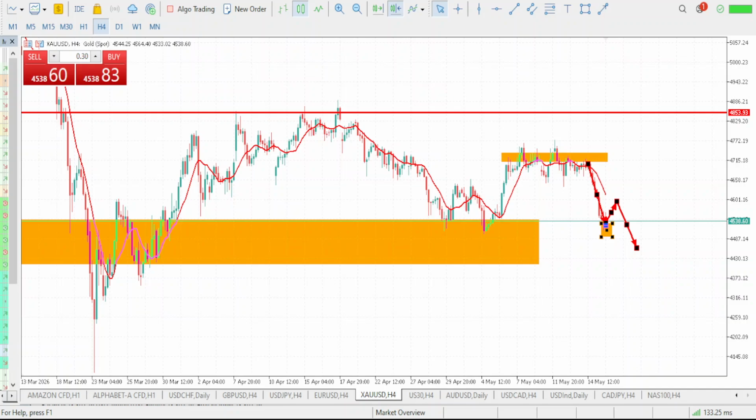Above all, a bearish move is what you should be expecting for the week on our gold.